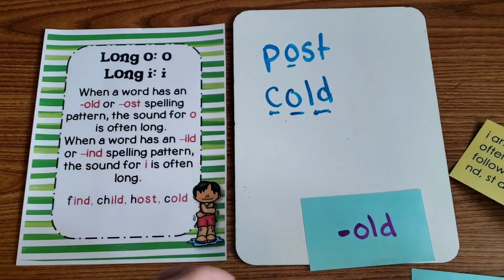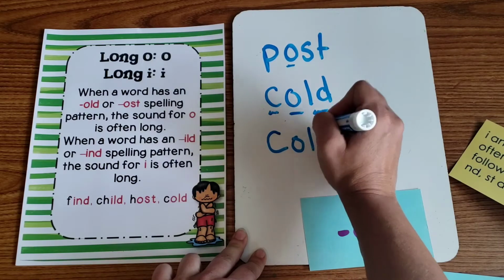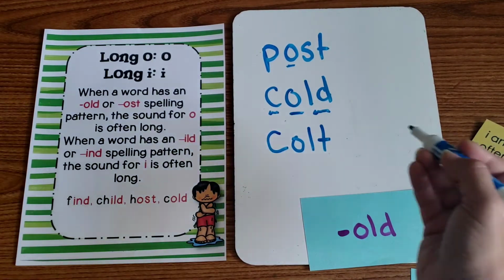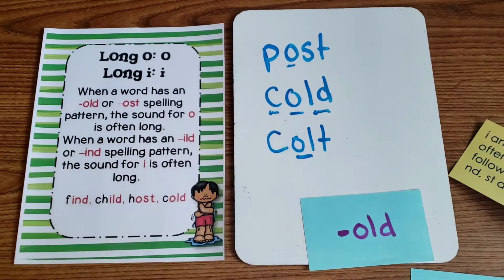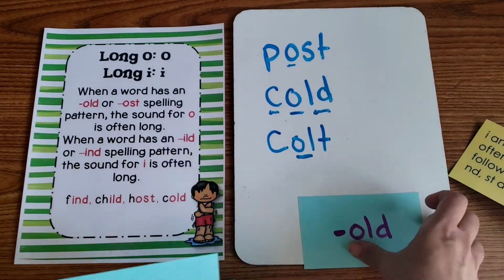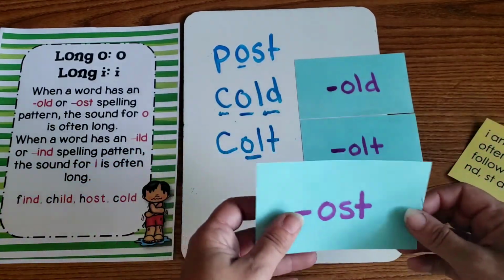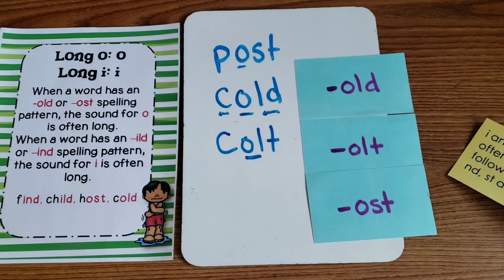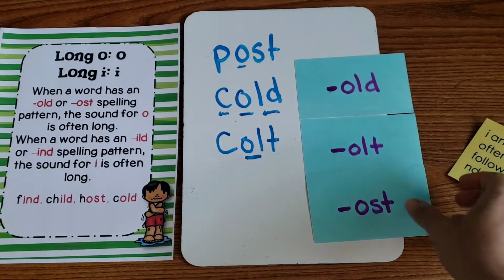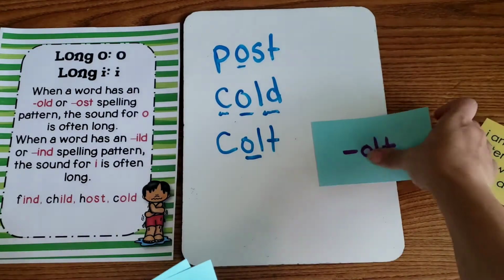OLT, colt, olt. So a colt, it's a little horse, and it has the vowel in the middle, closed in on both sides by consonants. So according to our rule that we learned, it should have the short vowel sound, but it's an exception. Okay, so when a word has OLD, OLT, or OST, those are closed syllable exceptions. We hear the long O sound in all of those words. OLD, OLT, OST. Post, cold, colt.